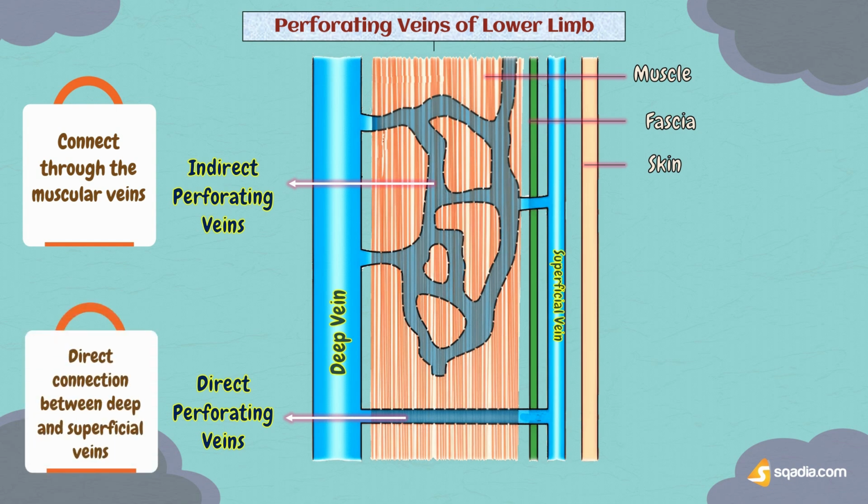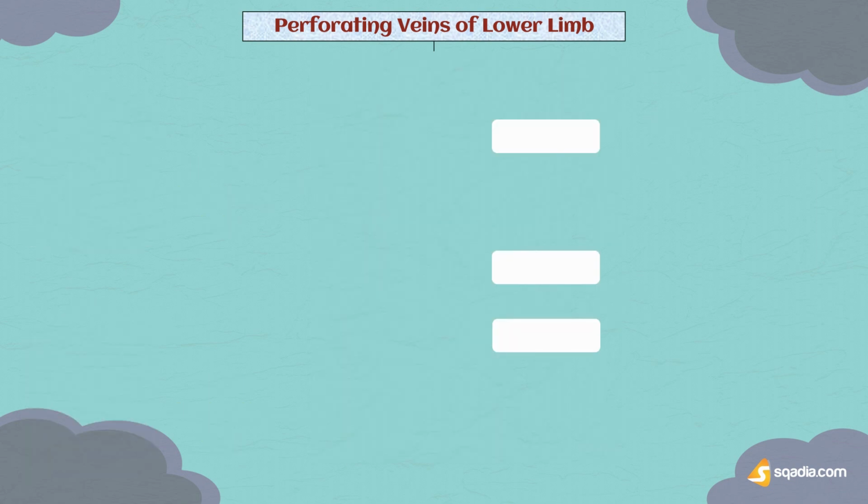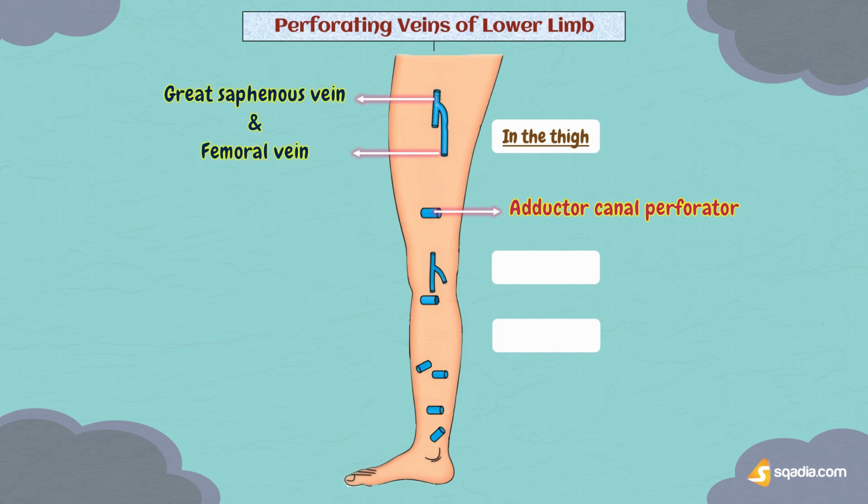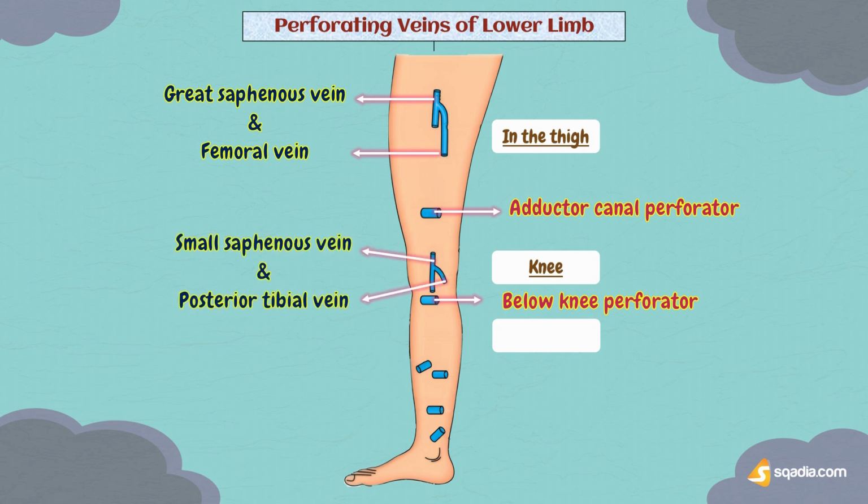The great and small saphenous veins are the large direct perforators. The small direct perforating veins are as follows. In the thigh, the adductor canal perforator connects the great saphenous vein with the femoral vein in the lower part of the adductor canal. Below the knee, one perforator connects the small saphenous vein or the posterior arch vein with the posterior tibial vein.